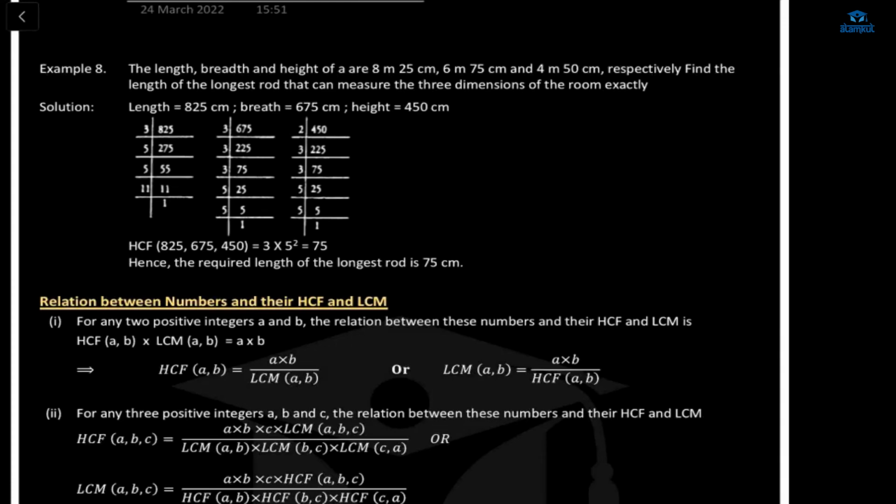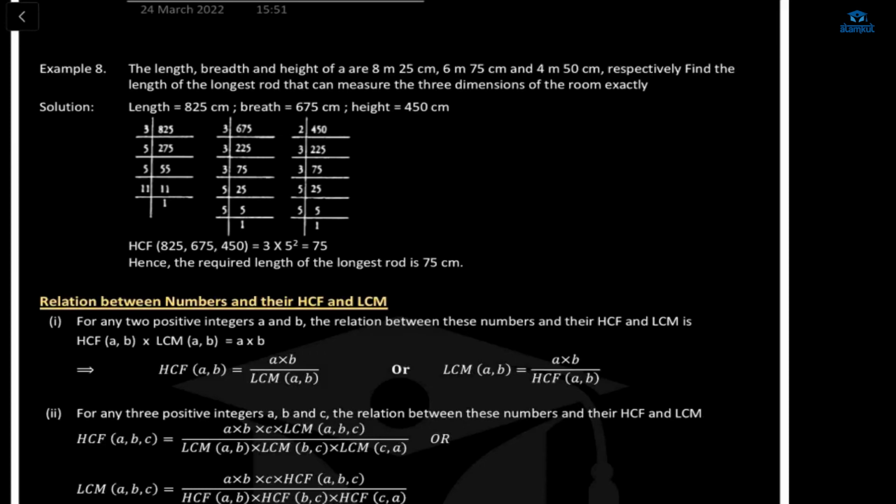If you convert into meter, then it will be in decimal points. So 8 meter will be equal to 800 centimeter, so the complete length will be 825 centimeter, 675 centimeter as breadth and 450 centimeter as height. Now if you find the HCF, it will be 75.